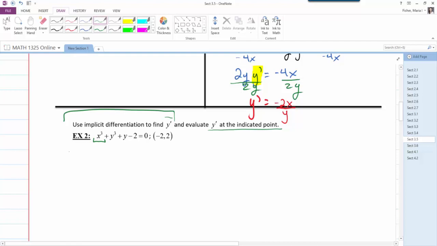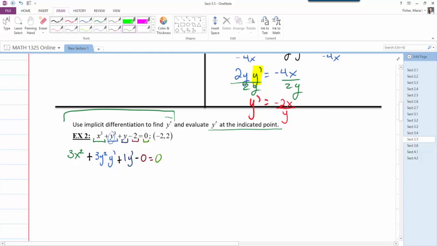Well, the derivative of x cubed is 3x squared, plus y cubed. The derivative of y cubed is 3y squared, and since we took the derivative of a y term, we're going to write times y prime. Plus the derivative of y. Well, the derivative of y is just equal to 1. Remember, the derivative of x is just equal to 1, so the derivative of y is just equal to 1. And again, we just took the derivative of a y term, so we write y prime. Minus the derivative of 2 is 0 because it's a constant, equals the derivative of 0 is 0.